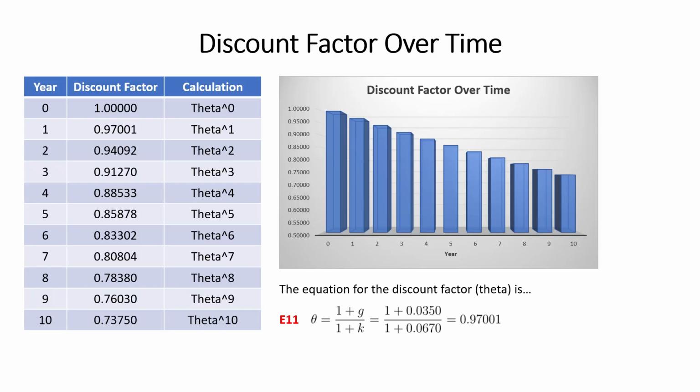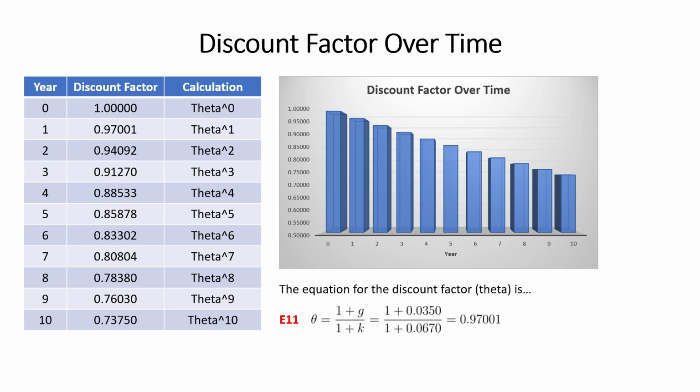What we want to do now is look at the discount factor over time, just like we did with the term bond. So if we go to E8, equation E8 at the bottom of the slide, we define the discount factor theta equals (1 plus G) over (1 plus K). And then we look at the parameters to our problem. G is the growth rate of principal, which is 3.5%. And K is the market rate of interest, which is 6.7%.